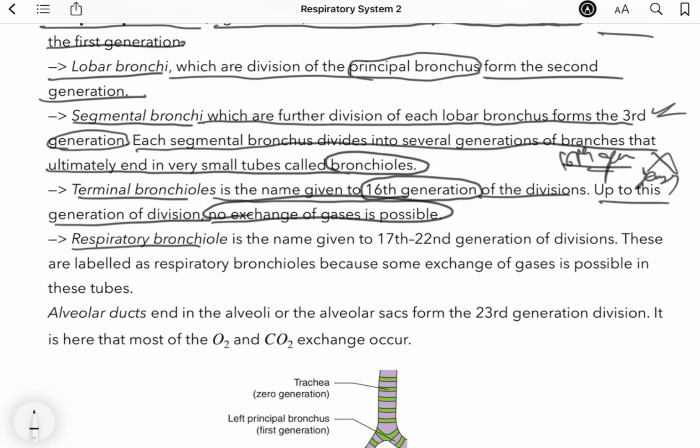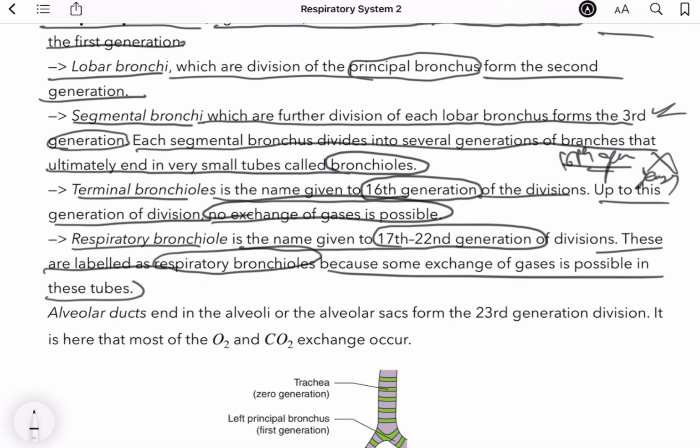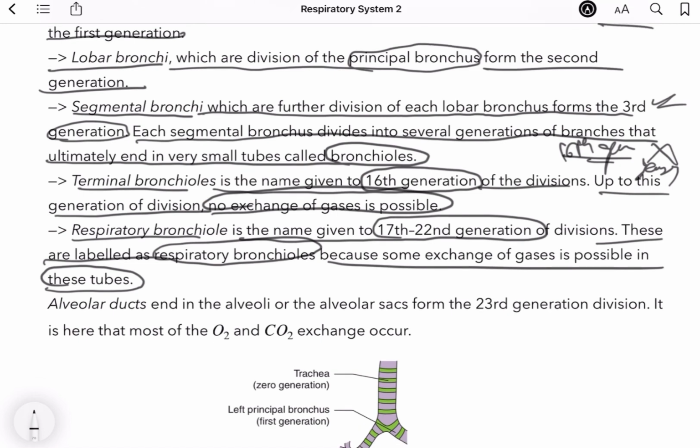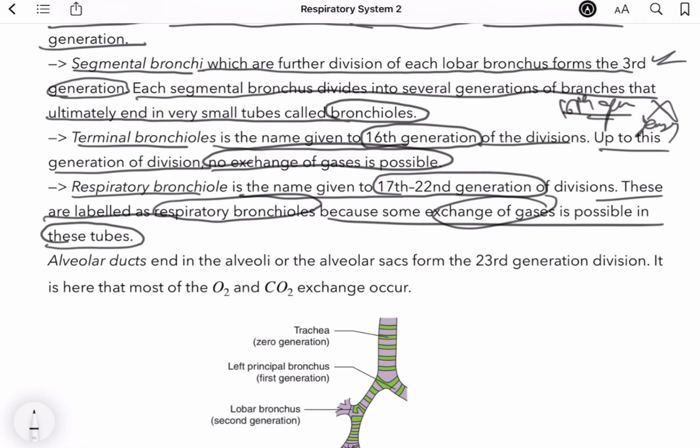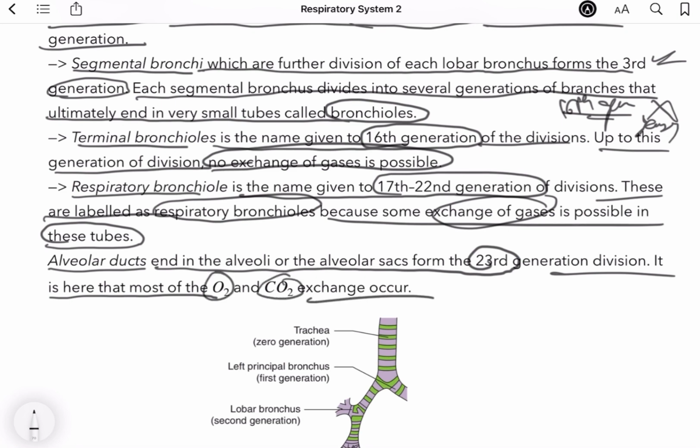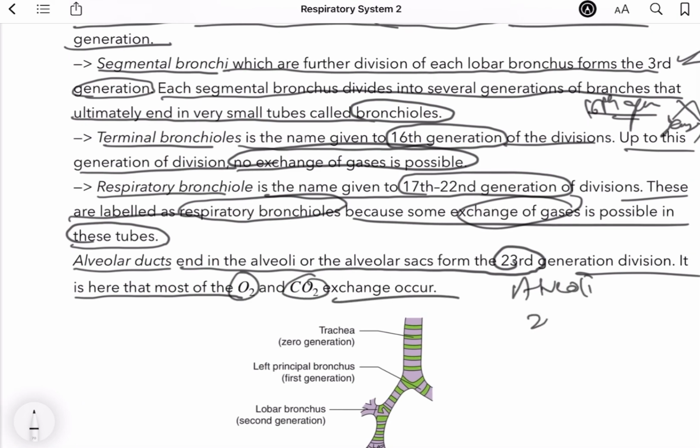Then come the respiratory bronchioles, the name given to the 17th to 22nd generation. These are labeled as respiratory bronchioles because some exchange of gases is possible. Exchange of gases is done, but not entire, somewhat. Then come the alveolar ducts, and the alveoli or alveolar sacs of the 23rd generation. It is here that O2 and CO2 exchange occurs. The final gas exchange occurs in the alveoli, that is the 23rd generation.